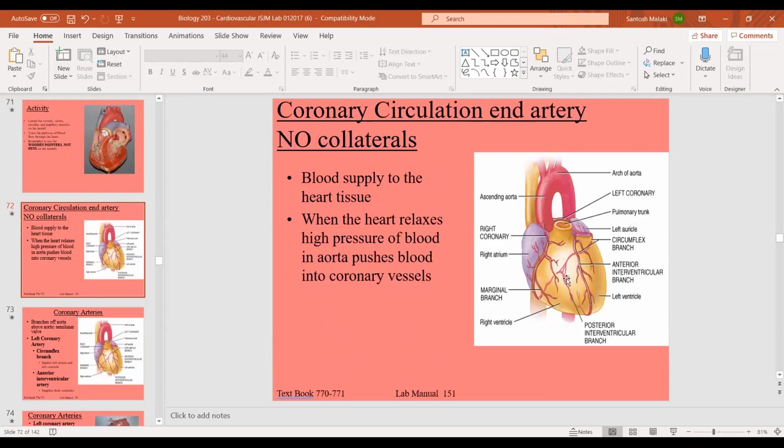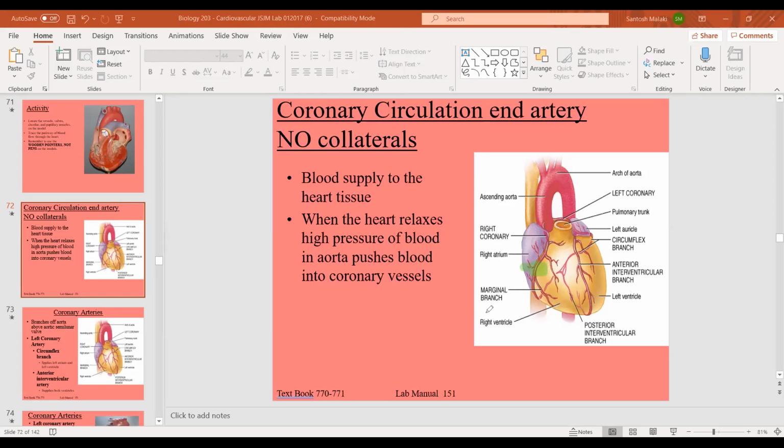So therefore, earlier I said these coronaries are end arteries, meaning if the artery blocks at any point, let's say it blocked at this point, blood will only flow to this point and stop, and there's no flow beyond it. That's why it's called an end artery.